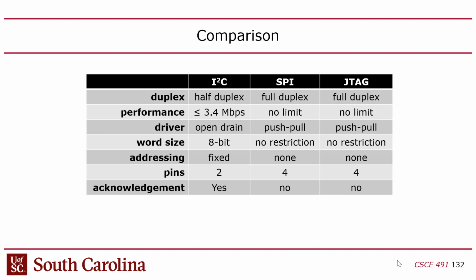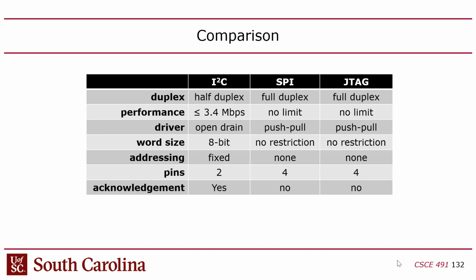The performance of these is all fairly similar. I2C has specific speed modes, but generally it's less than 3.4 megabits per second. JTAG is usually megabits per second. SPI is usually single or double digit megabits per second. And then SPI and JTAG are push-pull, whereas I2C is open drain.